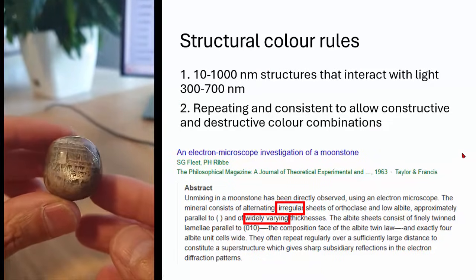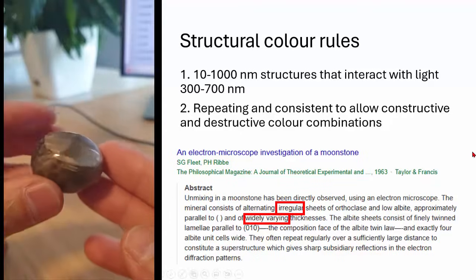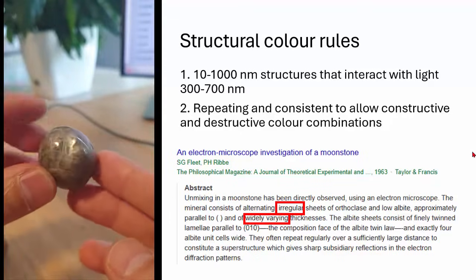We don't get the constructive and destructive interference, and you just get a white reflection. And that's what the moonstones do. Okay.